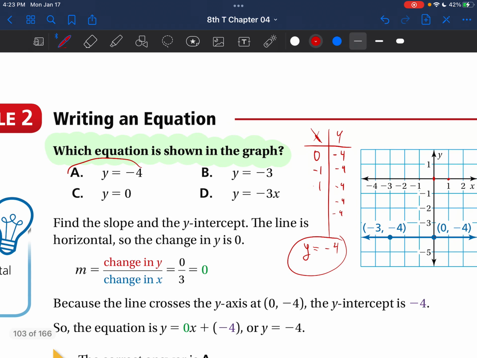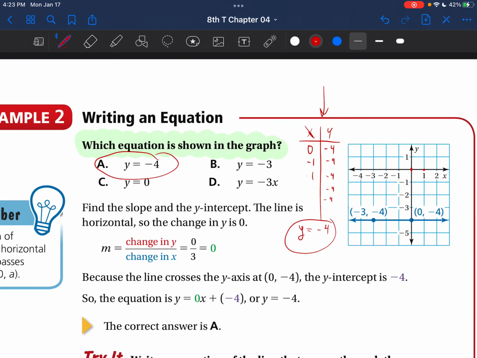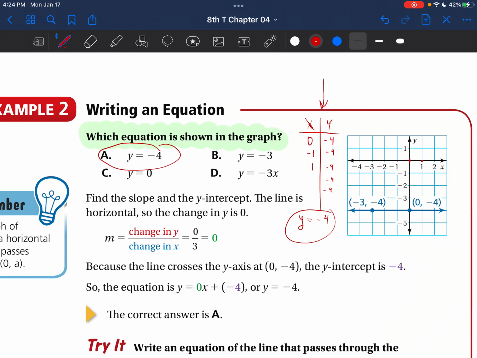Alright, so which one of these is true? It looks like it is right there. So the correct way to answer this question would be to create a t-chart, plug in some of your coordinates, and that's going to make it easier for you to solve. Okay?